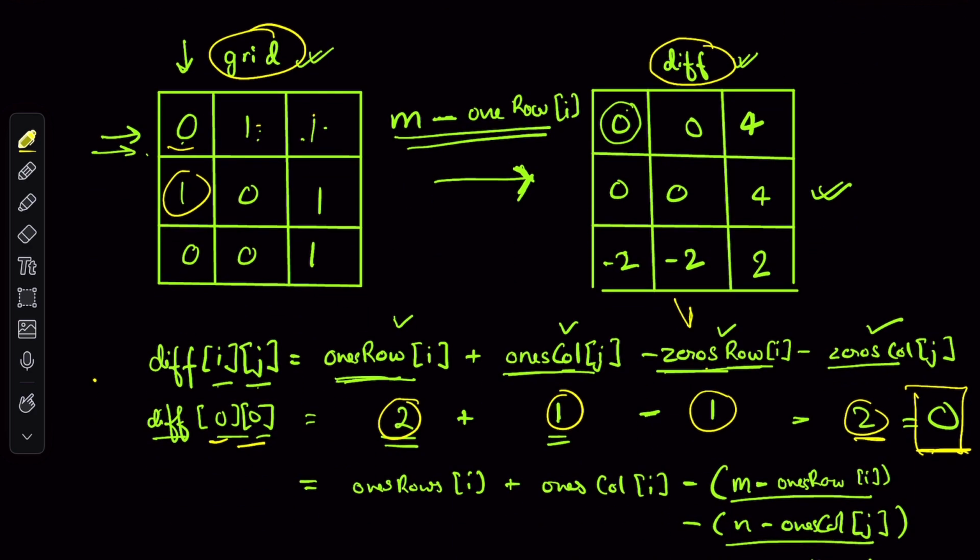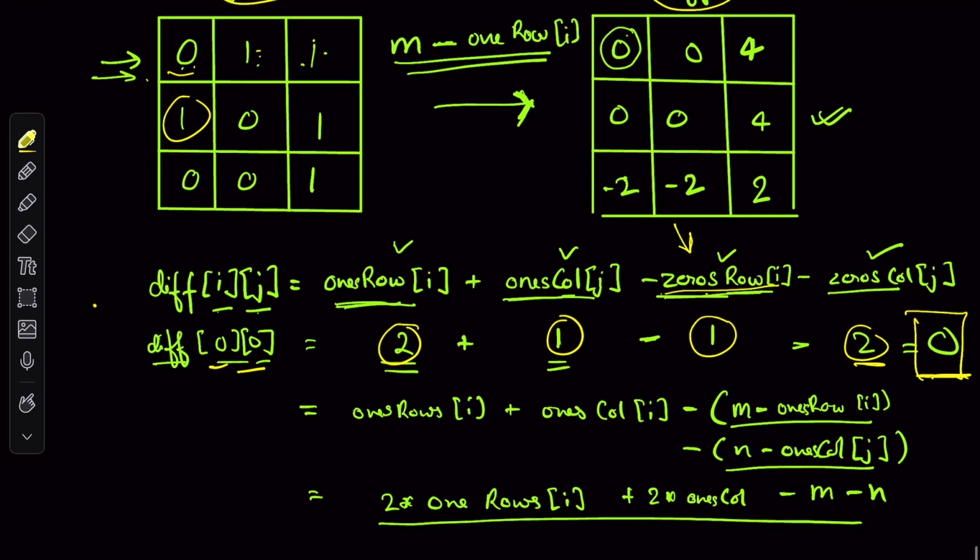Now, do we need to calculate this separately, or is there any way we can avoid storing this in a separate vector? Since we know the dimensions of this grid, the number of zeros in row i can be written as m minus number of ones in row i. Similarly, number of zeros in column j is written as n minus number of ones in column j.